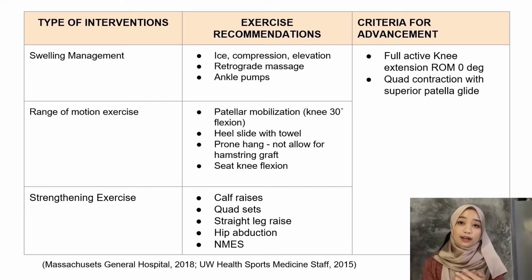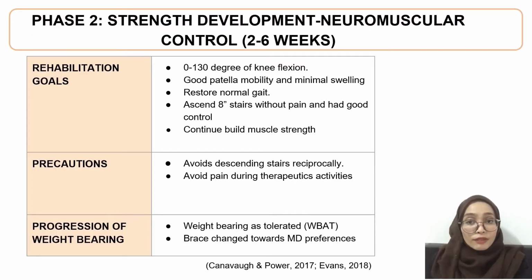Okay, the criteria to progress is full active knee extension at 0 degrees, which must have active range of motion. Next is quadriceps contraction with superior patella glide. This phase begins 2 to 6 weeks after the surgery. The goals are to achieve active range of motion of about 0 to 130 degrees. Next, to help restore mobility of the patella with minimal swelling.